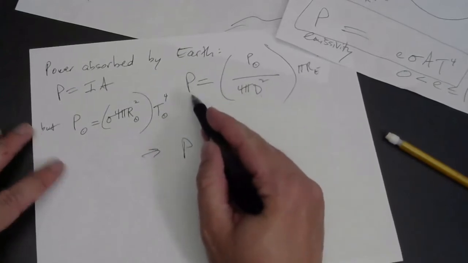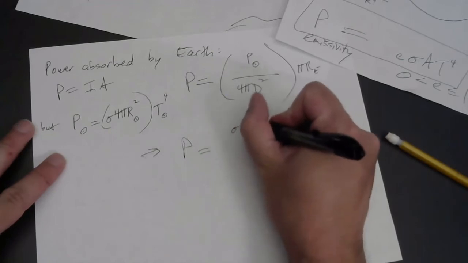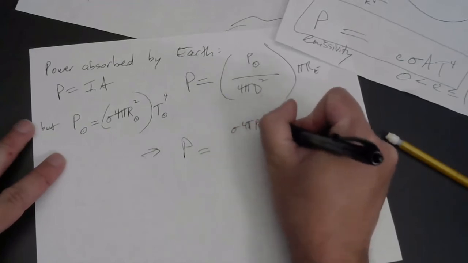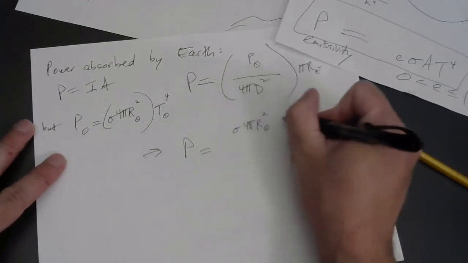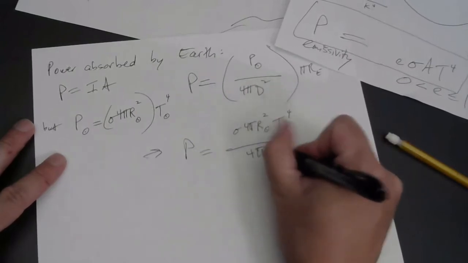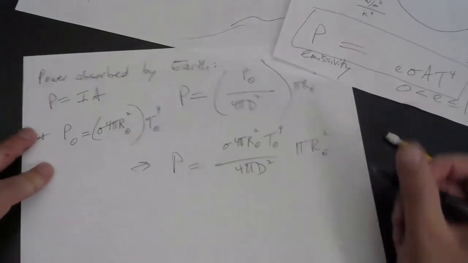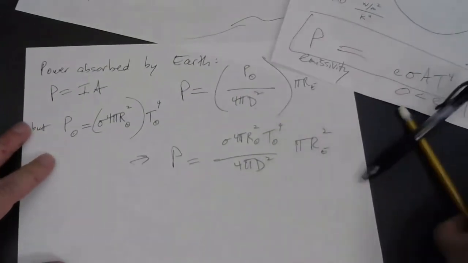So if I just write P, I'm talking about the power absorbed by the Earth. Let me stick all this in here now. Sigma 4 pi radius of the sun squared times the temperature of the sun to the 4th power. And it looks like some stuff is canceling here. That's good. Basically just the four pi's.